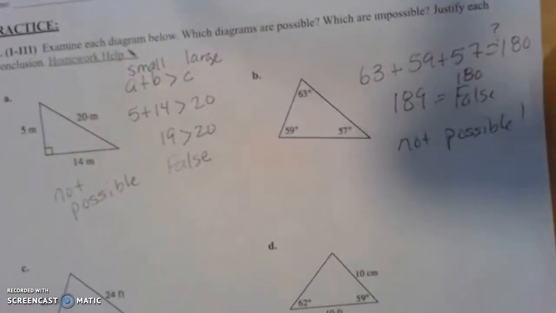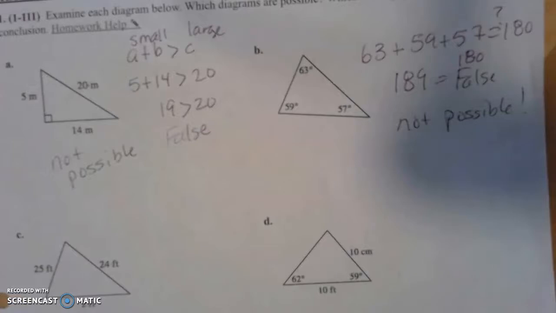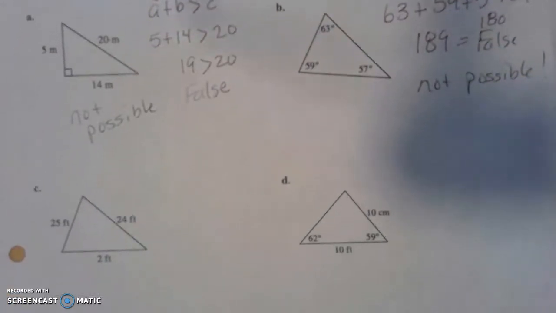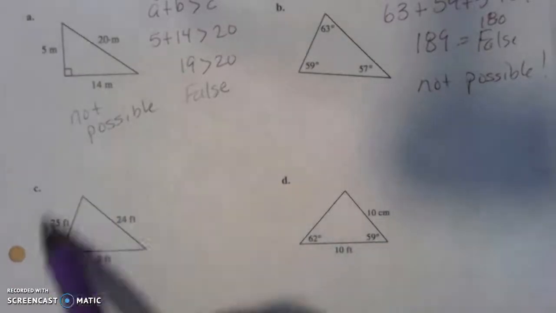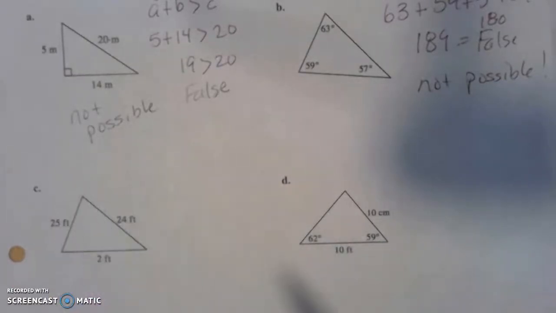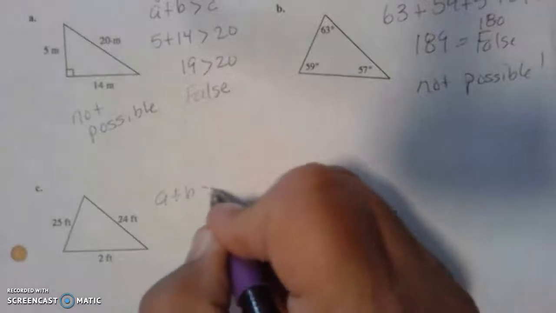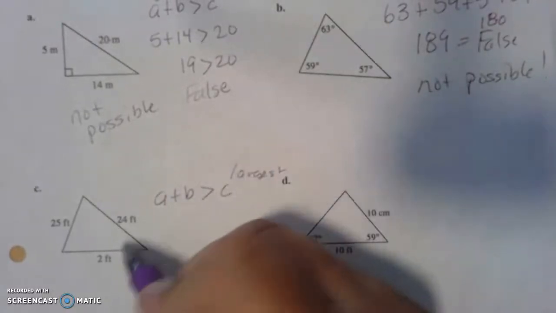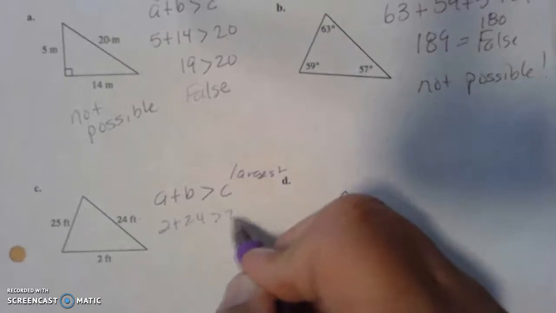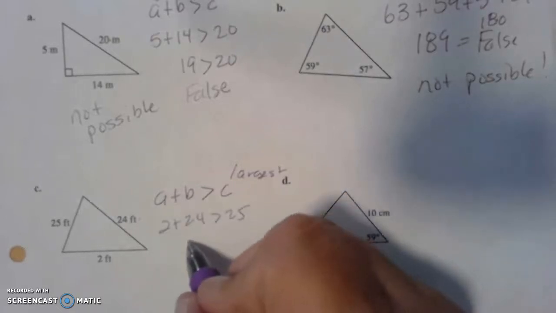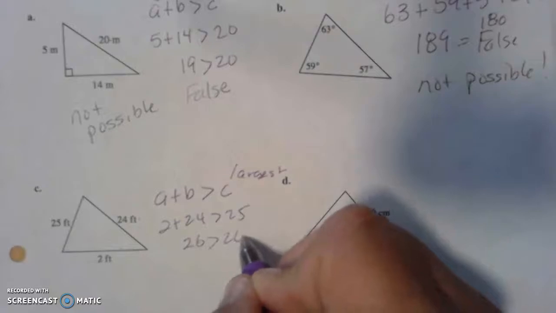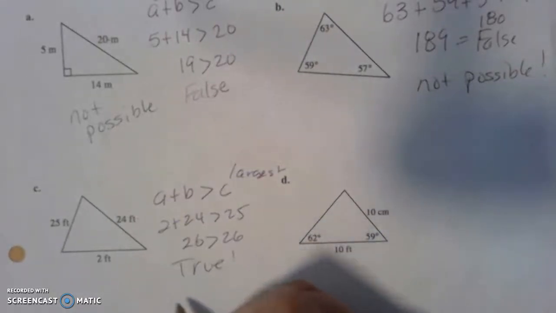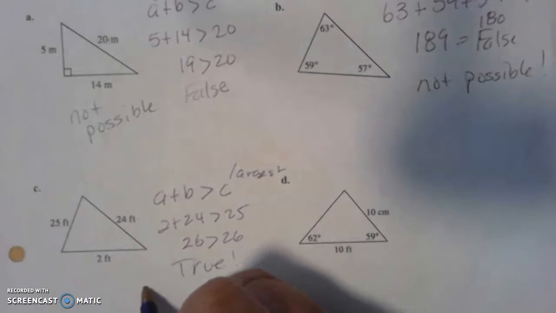Okay, we're checking to see if these can actually be triangles the way they are. So let's look at the next one. Okay, so this is another one. Since I'm talking about the sides, I have to add the two smaller ones up. So A plus B has to be greater than C. C is always the largest. So the two small ones are 2 plus 24. Is 2 plus 24 larger than 25? 26 is greater than 25, so this is true. This is possible.